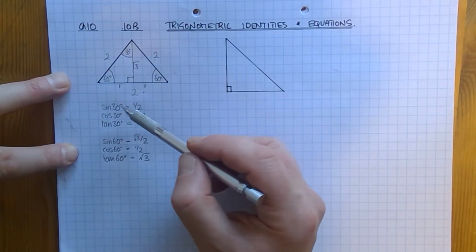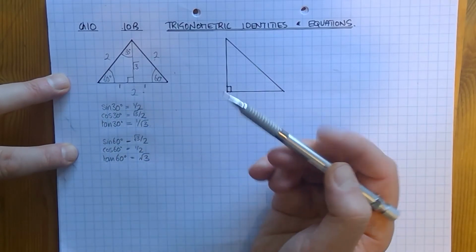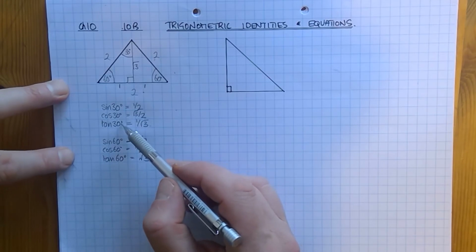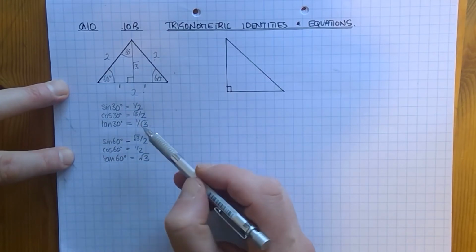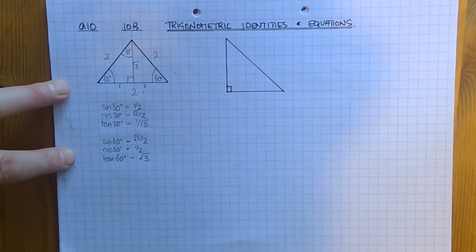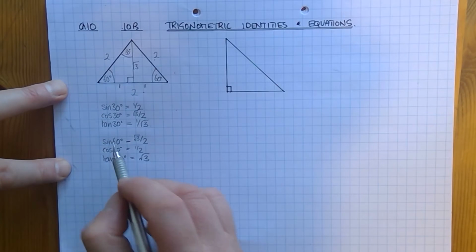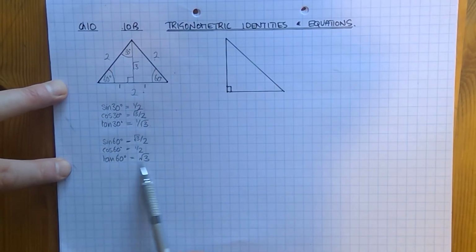I'm sure you've spotted by now that sine 30 and cos 60 are the same, that cos 30 and sine 60 are the same, and that tan 30 and tan 60 are just the reciprocals of each other. So when you're asked to find the exact value for the sine, cos and tan of something, almost certainly you're going to be dealing with one of these or a multiple of one of these.